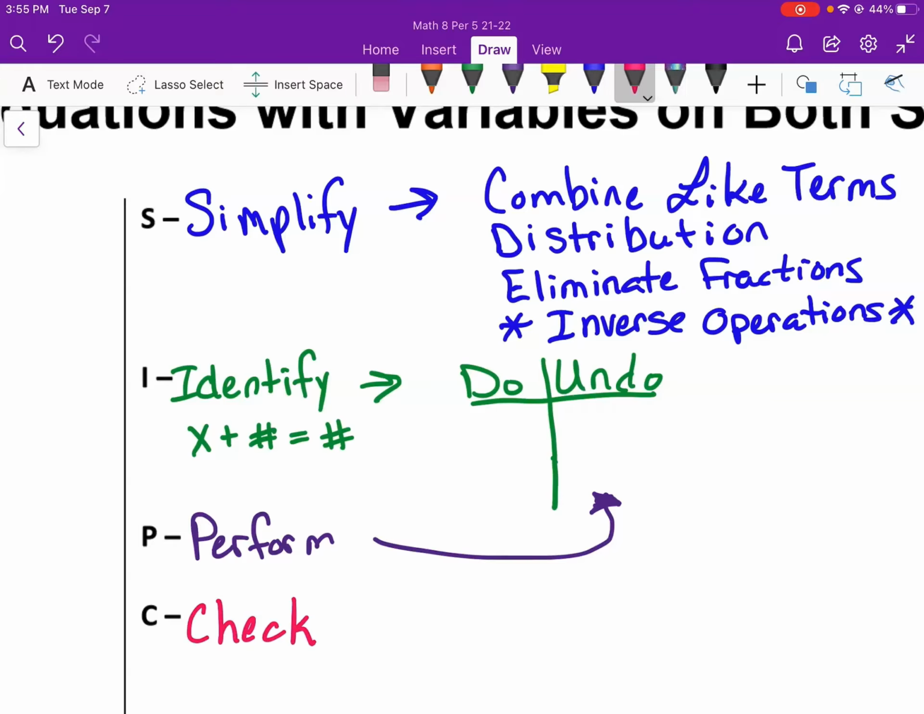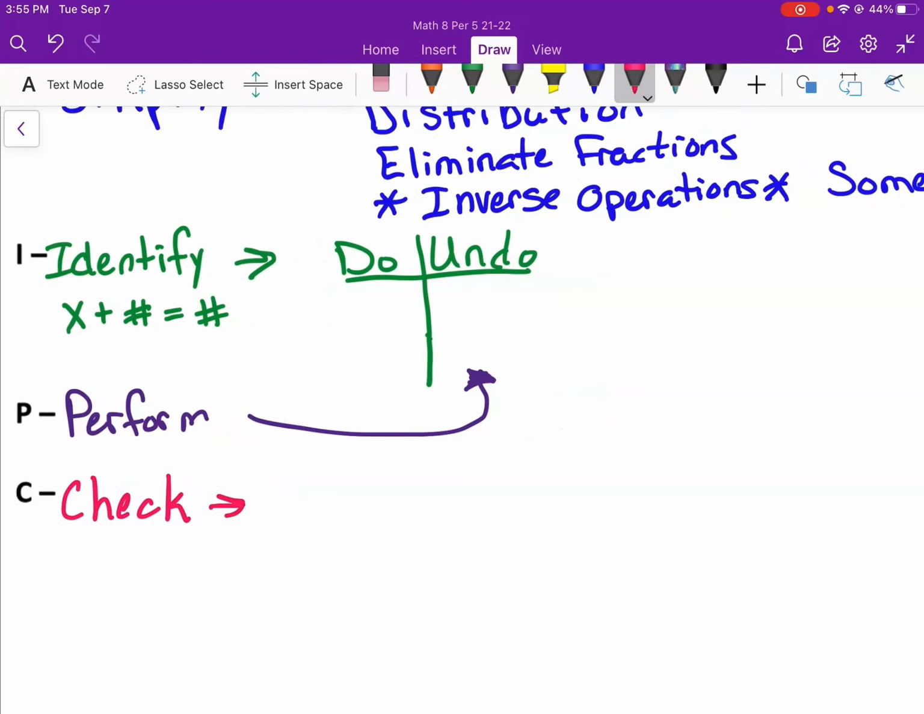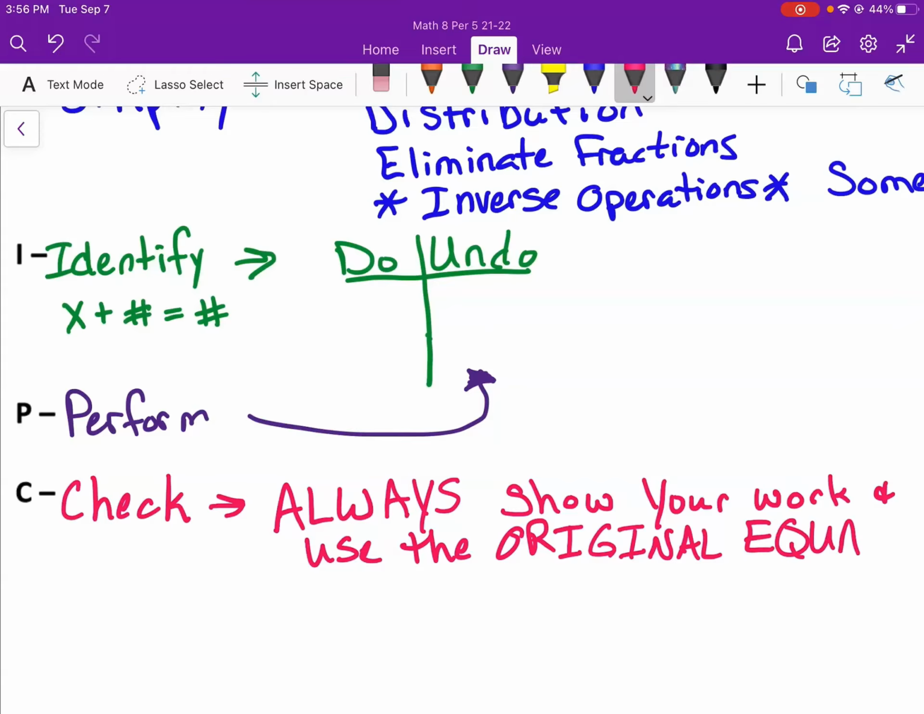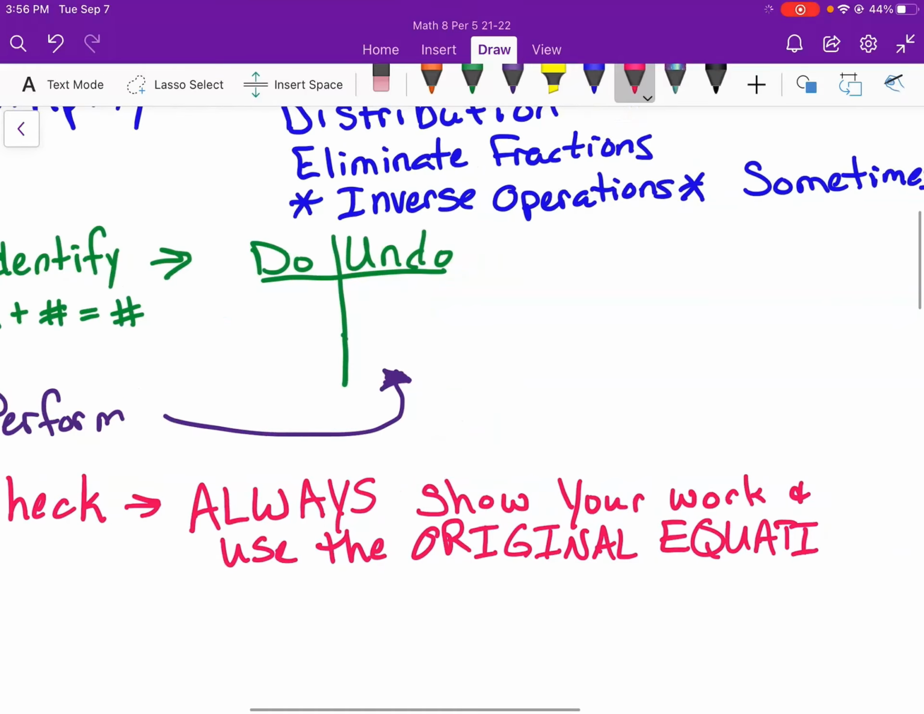And on the check step, it is always show your work and use the original equation. All right, so let's go look at some examples of this.